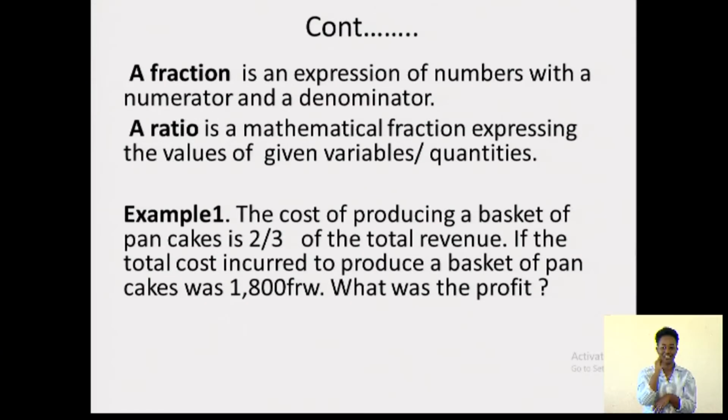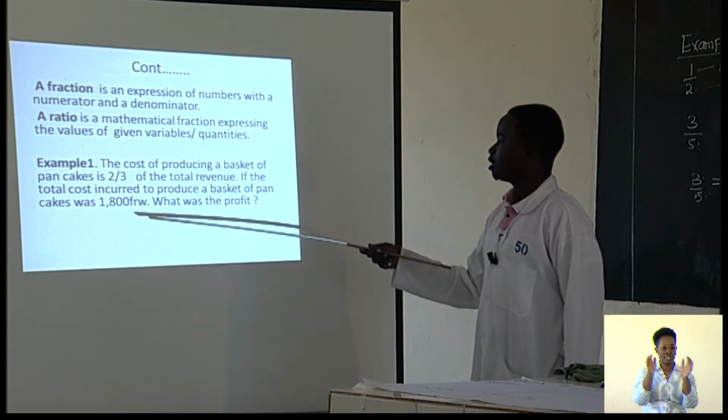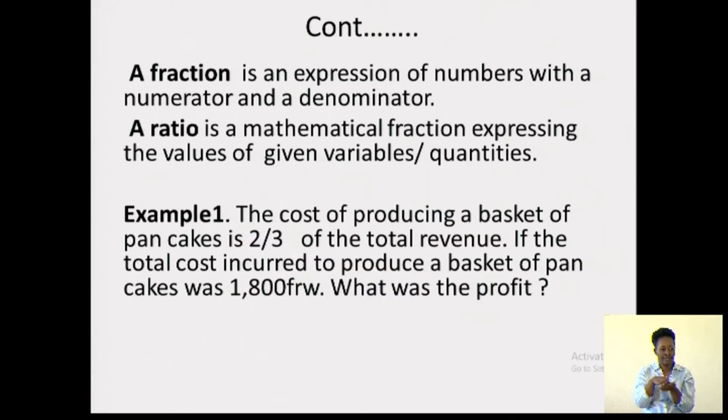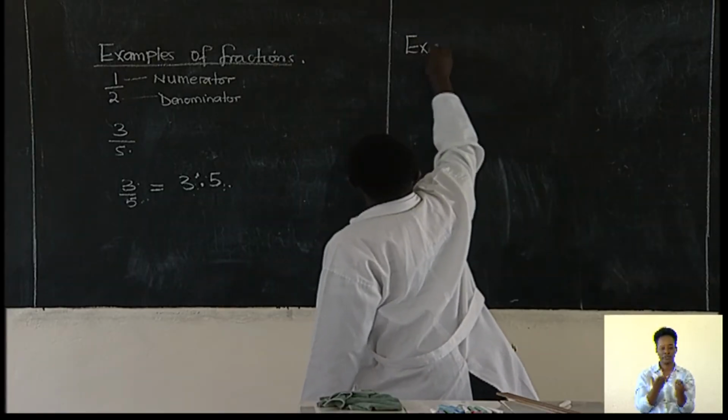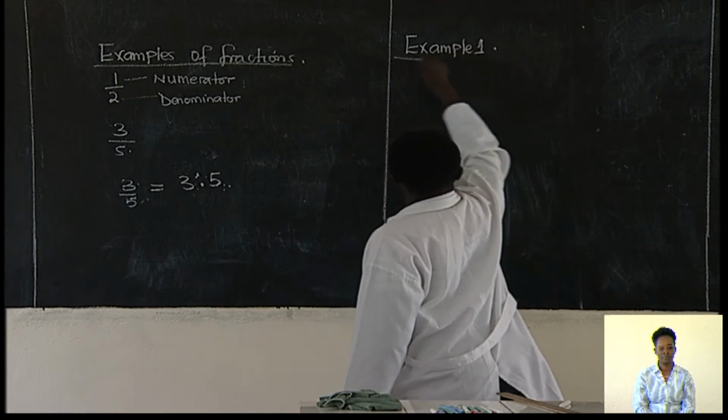If the total cost incurred, that is, the total cost of production made to produce a basket of pancakes, was 1,800, what was the profit? So in our example 1, how do we go about that? How do we calculate it?